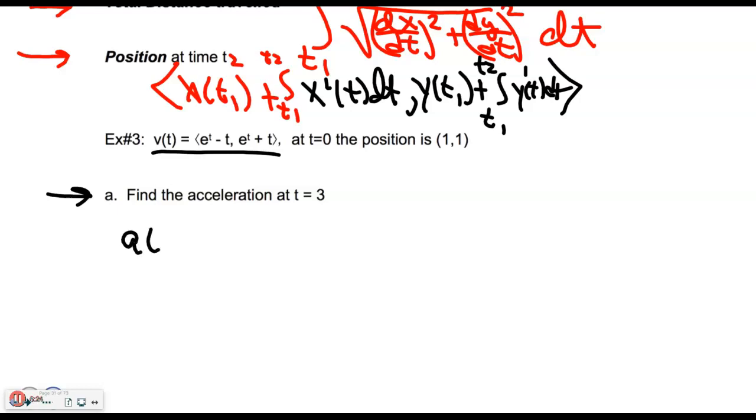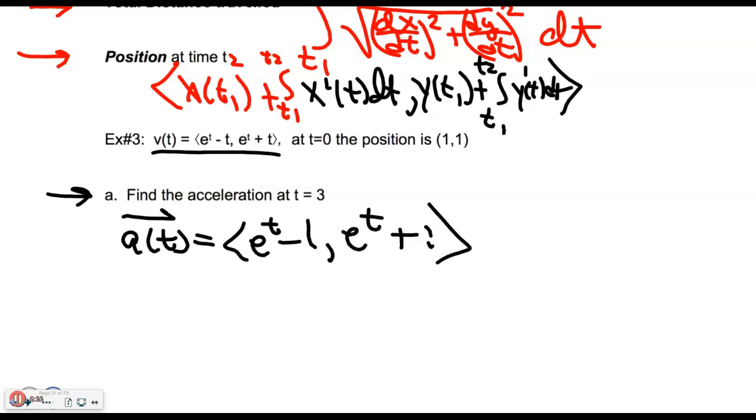You need your acceleration vector, right? So that would be e to the t minus 1 and then e to the t plus 1. Nice, easy derivative. And then what are you going to put in for it? 3. So yeah, so it's just e cubed minus 1 in chevrons and then e cubed plus 1.